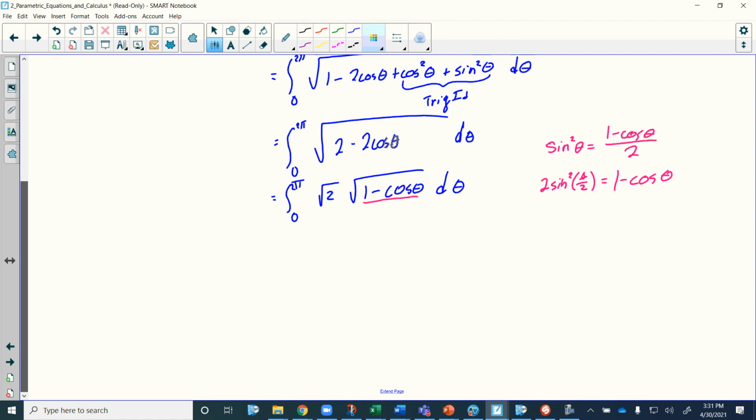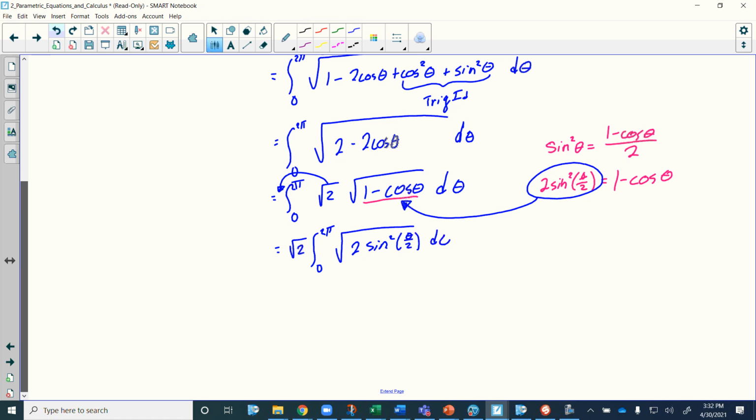Let's go back to my blue here. I'm going to take this radical out as a constant, and I'll take this and substitute it here for the 1 minus cosine of theta, and that'll give me square root of 2 times the integral 0 to 2 pi of square root of 2 times sine squared of theta over 2 d theta.